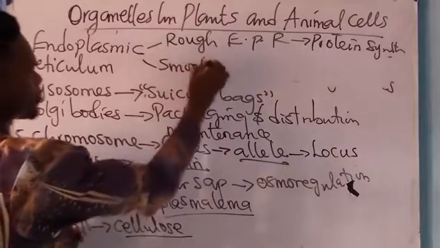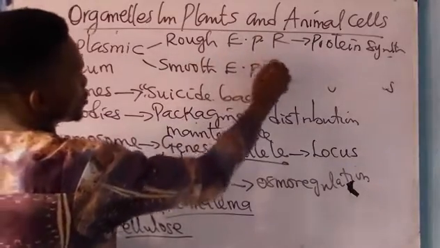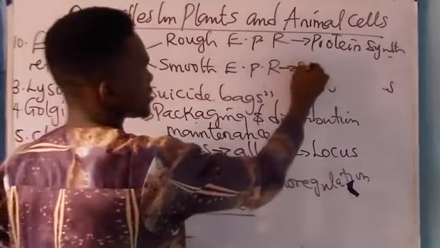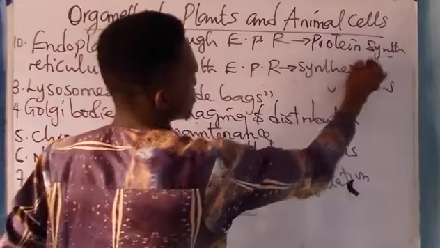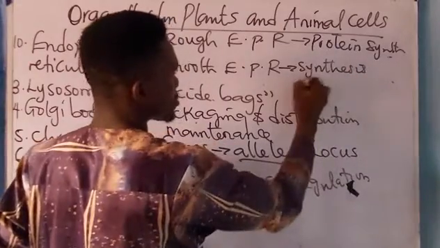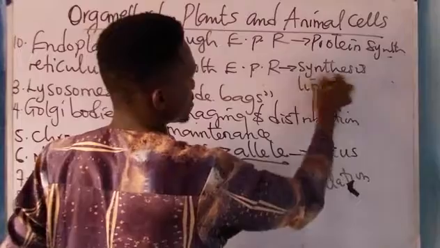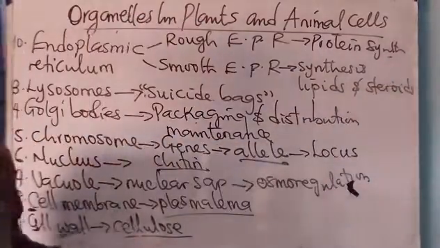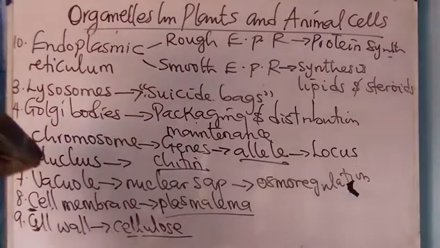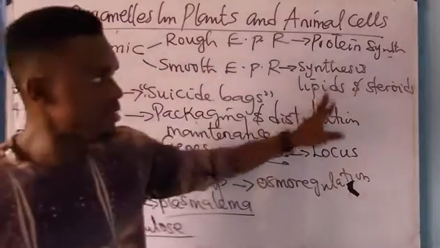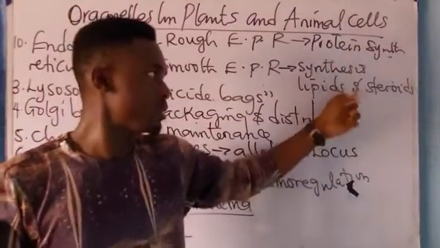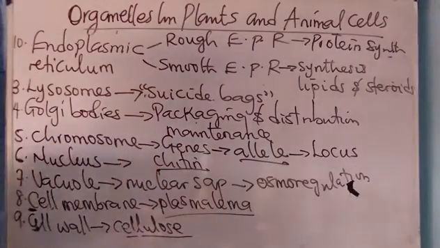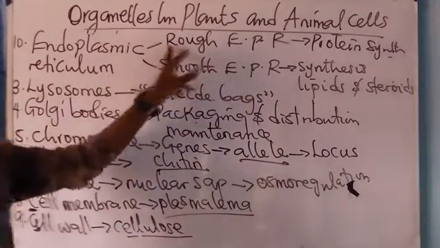Smooth endoplasmic reticulum. Now the function of the smooth one is to synthesize and transport lipids and steroids. All right, so that is the function of the smooth one. It synthesizes and distributes lipids and what? Steroids. You know, lipids are fat and what? Oil. Fat and oil.